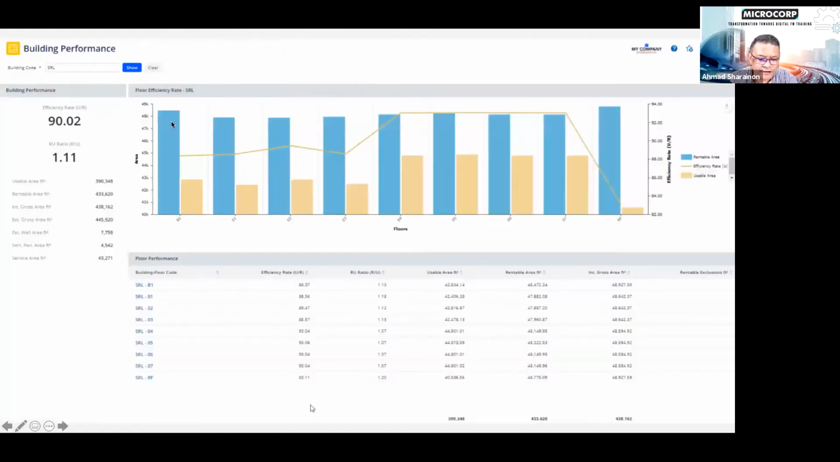Okay, normally when you have all this data, we show the data like this. This is the size of the floor, like 49,000 square feet. This is the efficiency rate ratio. You see that we have every floor's information, the area of each floor, floor by floor. For example, SRL B1 means basement one, and the gross internal gross floor area is 48.